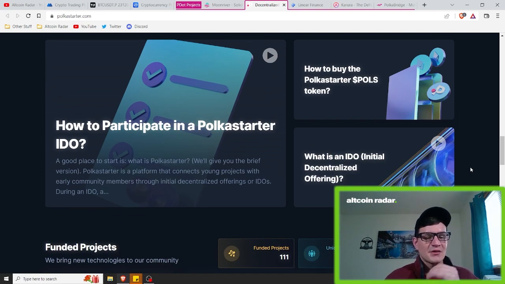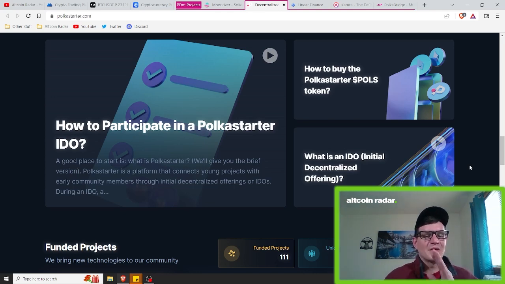Overall, PokaStarter is one of those low cap projects that's built on top of a top tier ecosystem that I always talk about. If you're looking for long term gains here, I'm no fortune teller, I can't see the future, but this is one solid choice to rack in some gains if the Polkadot ecosystem ever decides to take off.